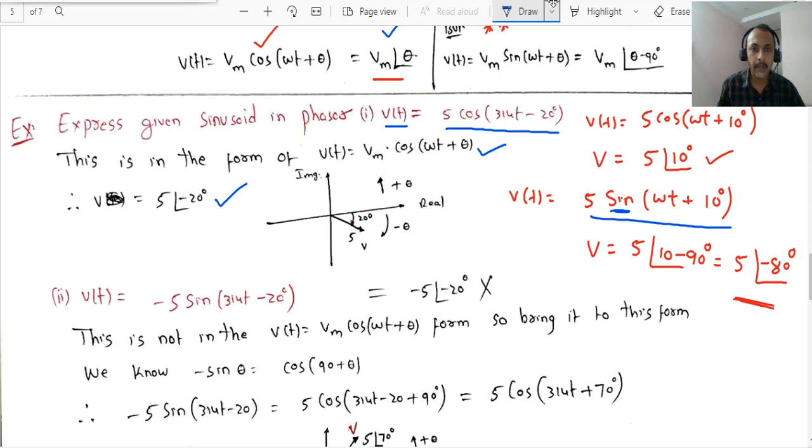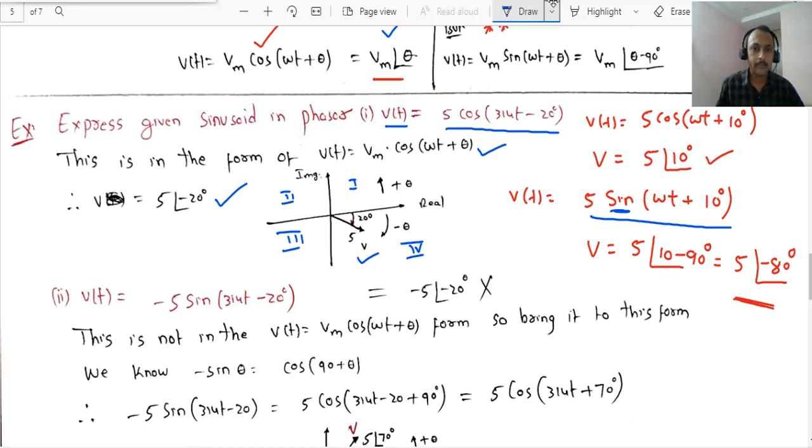While drawing the phasor diagram, magnitude is 5 units. Good. What about angle? Plus theta or minus theta? Minus theta. Clockwise or anti-clockwise? Clockwise. That is the reason you will get that graph in which quadrant? You are getting this in the first, second, third and fourth. You got the graph in fourth quadrant. The angle is minus 20 degrees. Clear?